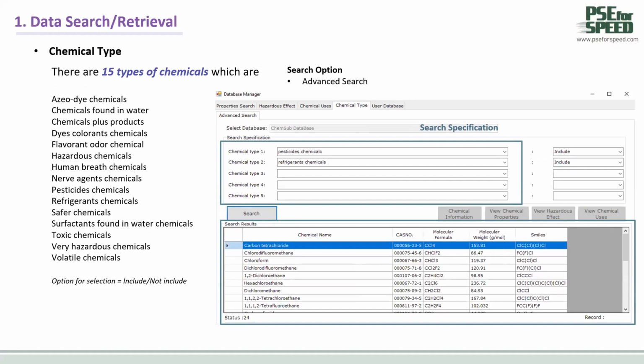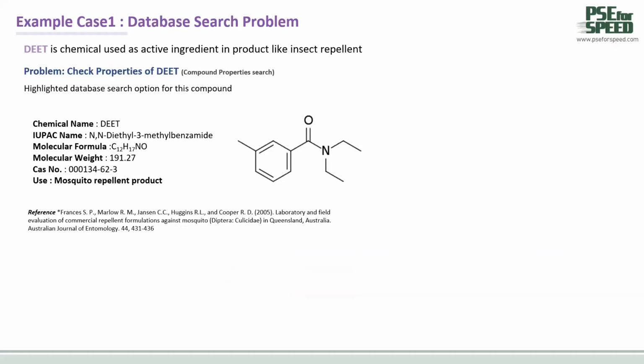Then for more understanding of how ChemSub works, I will give you example cases that will demonstrate our program in each function. Firstly, DEET. This is a compound that we know as one of the efficient active ingredients for insect repellent. In this example, how to search the property of DEET will be highlighted. The identification such as CAS number and formulations are presented here, which will be used for the searching.